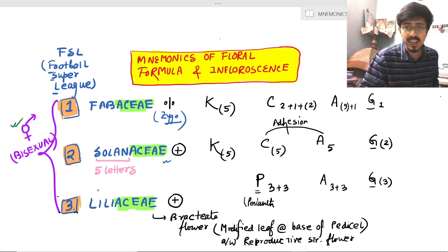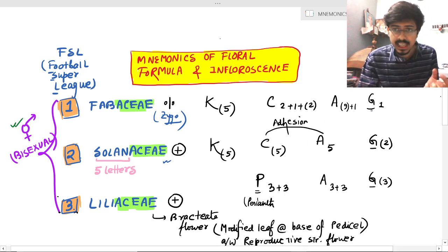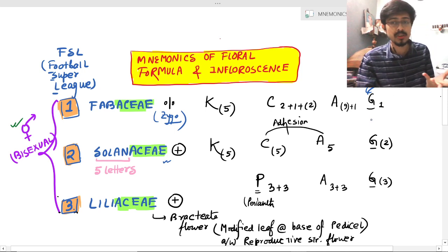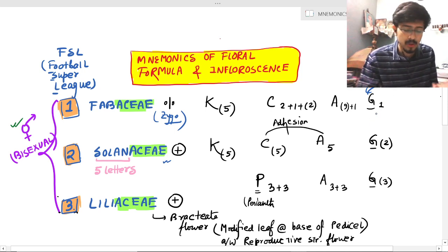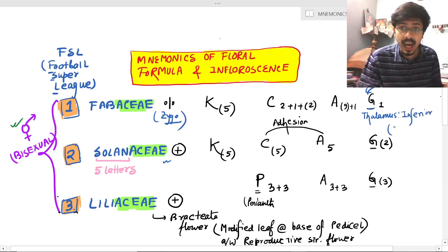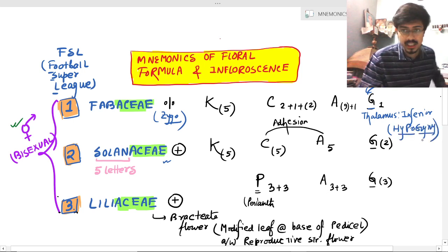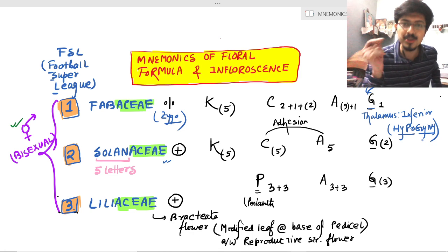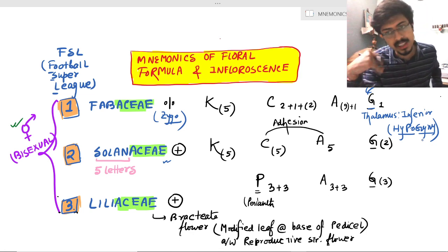In every case we can see that the ovary is superior. So this will be called hypogyny, perigyny, or epigyny depending on the thalamus. In all three cases the thalamus is inferior, so this will be called hypogyny. I told you in the earlier session that the naming is based upon the thalamus. Here the thalamus is inferior, so the naming will be hypogyny, but the ovary is superior in all three cases.